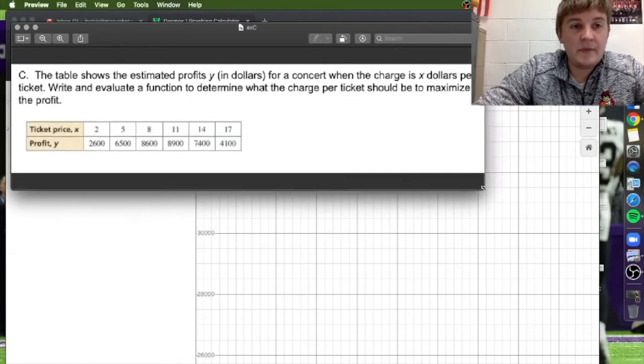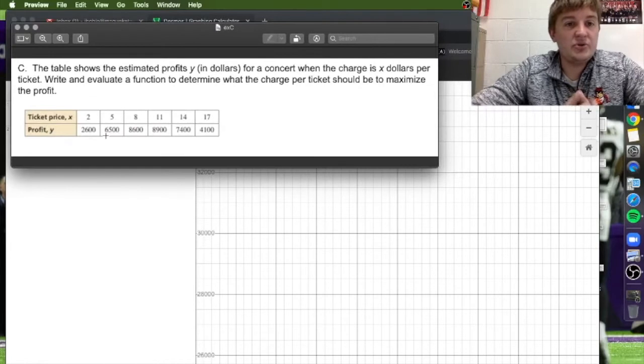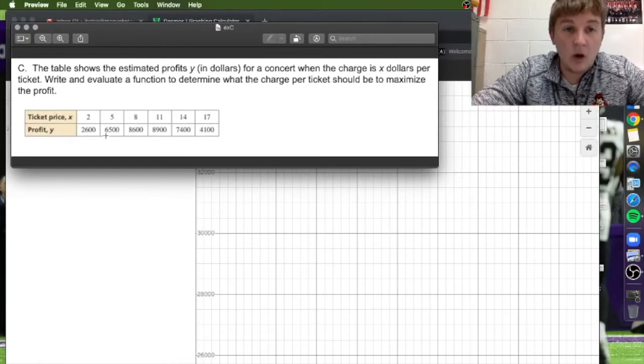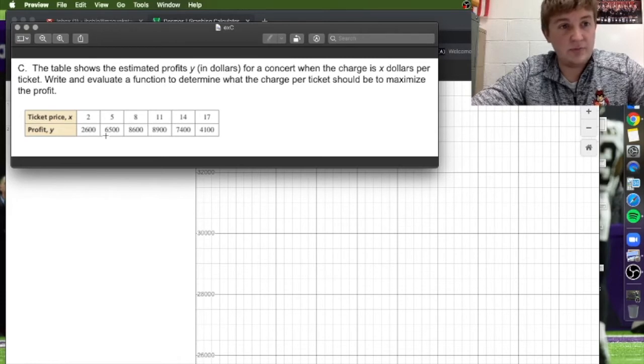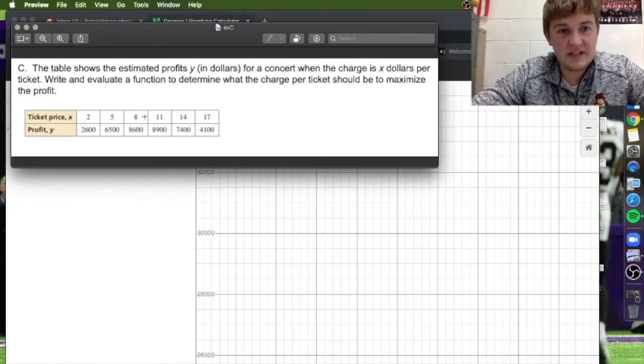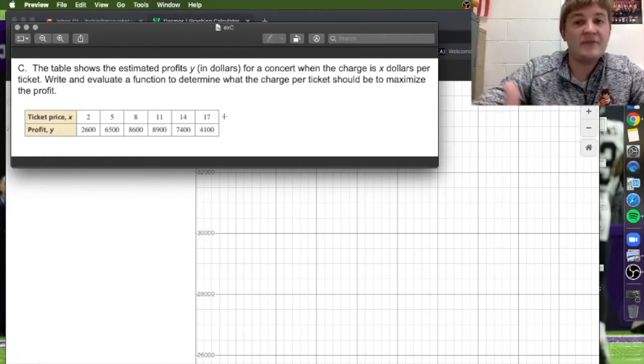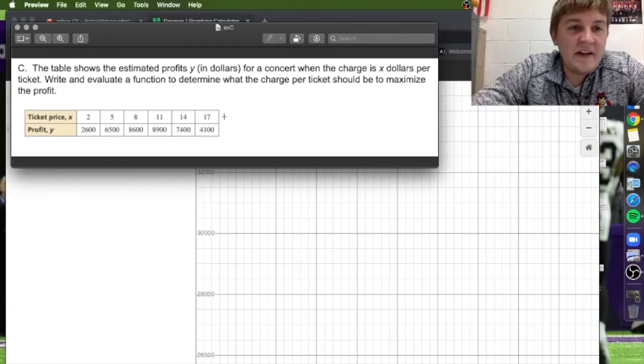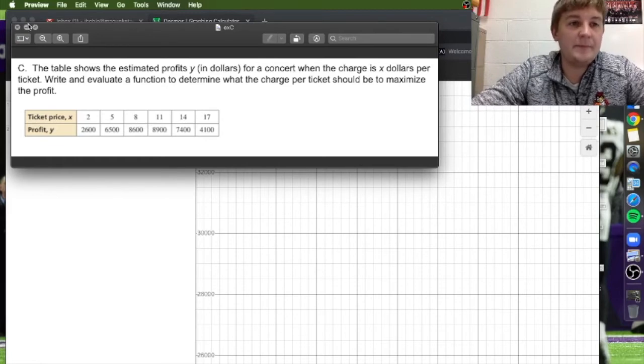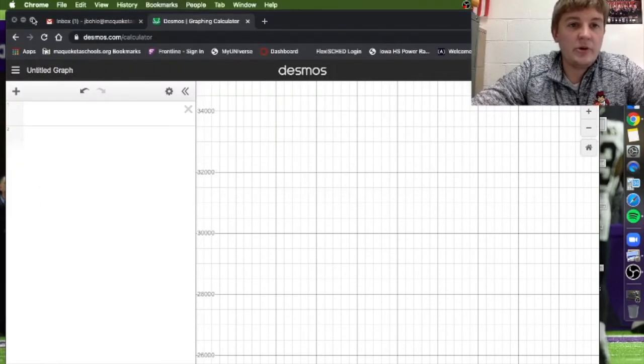on this problem. Okay, and this table here shows the estimated profits, Y, in dollars for a concert when the charge is X dollars per ticket. So as my ticket prices increase, it maximizes my money, but then after a while it's too expensive and your profits go down. Write and evaluate a function to determine what the charge per ticket should be to maximize the profit. Okay, so we're going to go into Desmos.